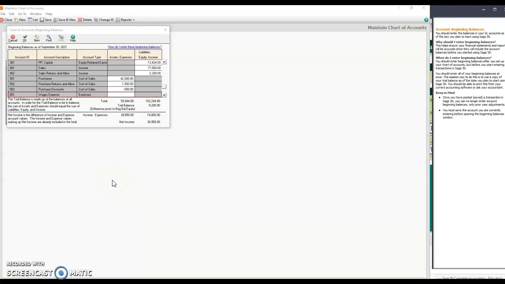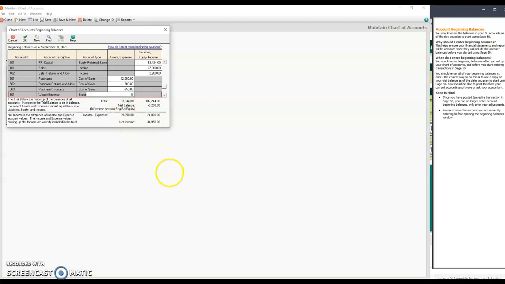Okay, here we're going to take a look at finishing this chart of accounts where we've put in the beginning balances. We'll finish that up, and then we'll go on and put in the vendors and customers. When we were finishing the previous video, part 1, we had put in purchase discounts. Since that was a contra expense, we had to put in that as a minus.